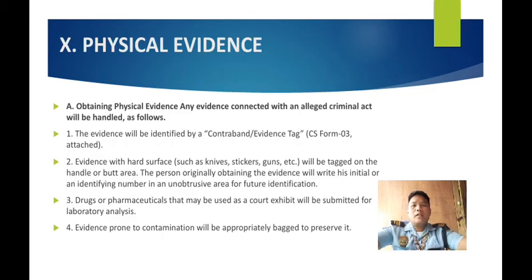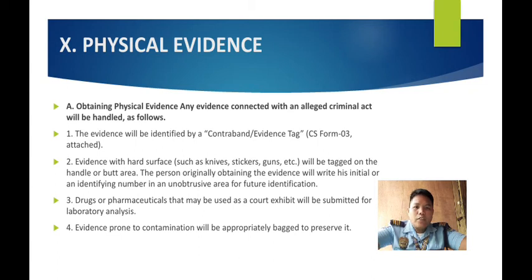So we have here physical evidence. Obtaining physical evidence: any evidence connected with an alleged criminal act will be handled as follows. First, the evidence will be identified by a contraband evidence tag, CS Form 03, attached.